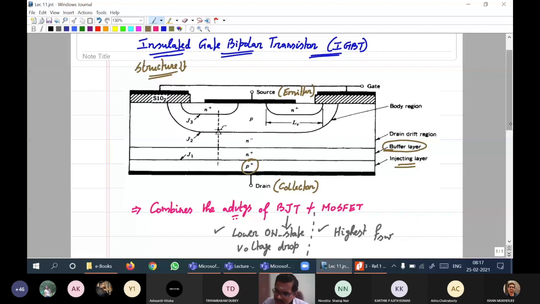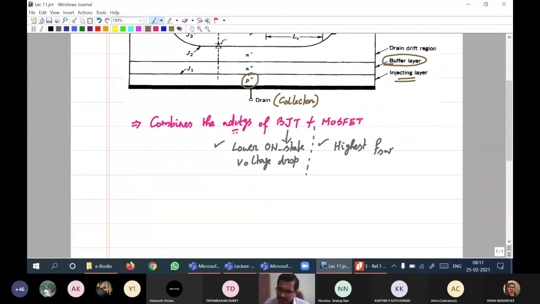Now, I will draw the symbol of an IGBT because it is a new device, and then I will mark the terminals. IV characteristics and switching characteristics are exactly similar to that of a MOSFET. So I'll draw the IV characteristics. Switching characteristics, turn on and turn off transient, are exactly similar to that of a MOSFET, because its behavior is again similar to that of a MOSFET. So you don't need to worry.